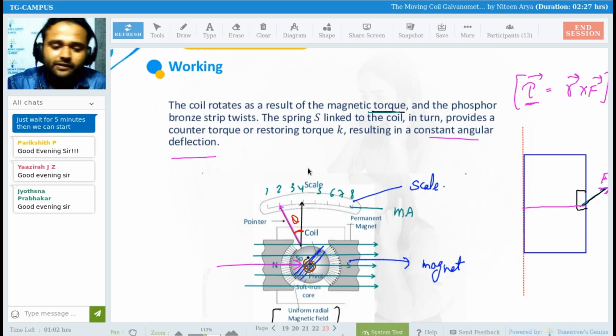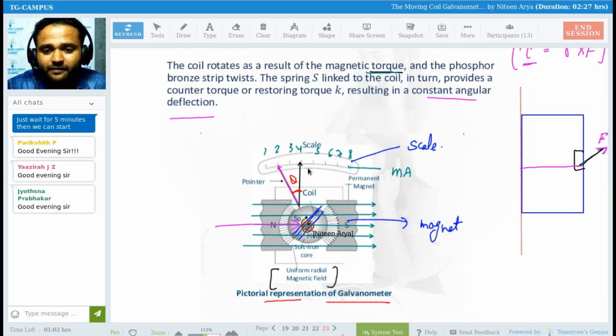So as simple as that, the more torque is generated here, the more this particular pointer is going to deflect in a very fine way, and we can observe a very low amount of current. A little bit of current can generate torque here, and due to this torque, the coil can deflect a little. We are not going to observe the torque; in response to this torque, we observe the deflection in this coil, and that is the constant angular deflection. Is this clear?